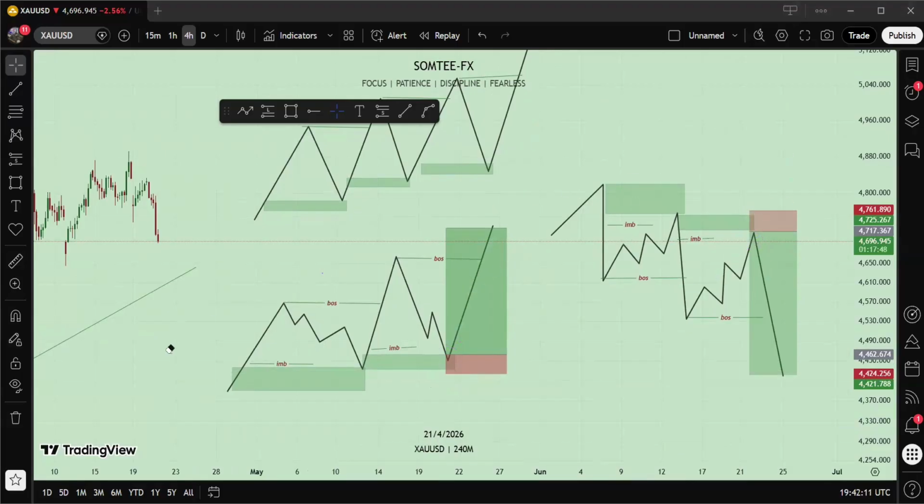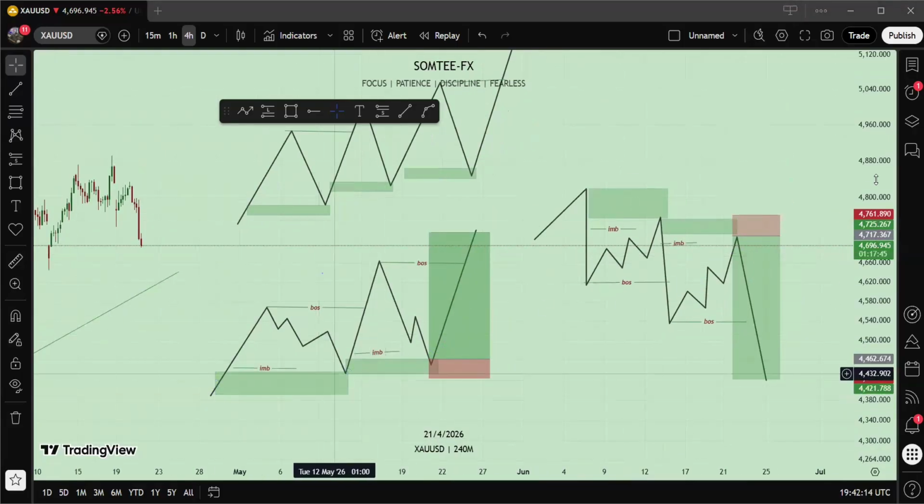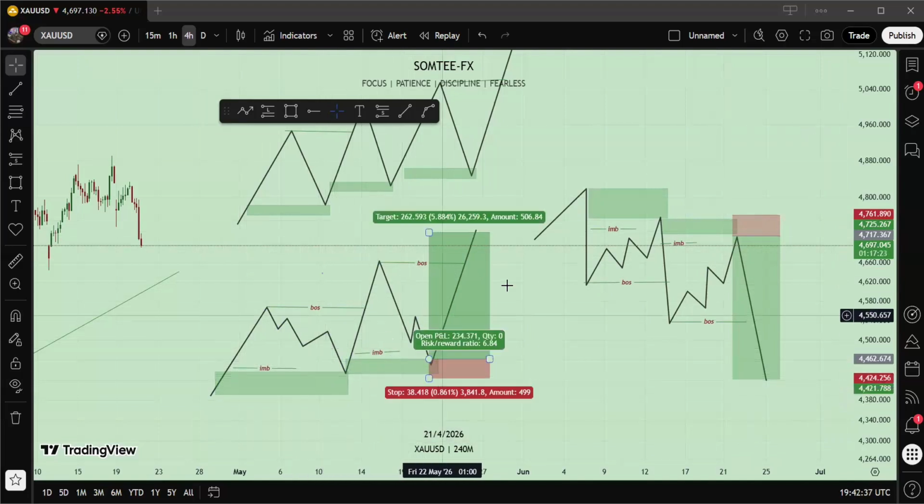So going forward, let's go a little bit backward and explain the stop loss. The stop loss should be beneath your order block. This is your order block, OB. After your imbalance, you get to see your order block. That's your demand zone. That's demand zone one, then demand zone two.